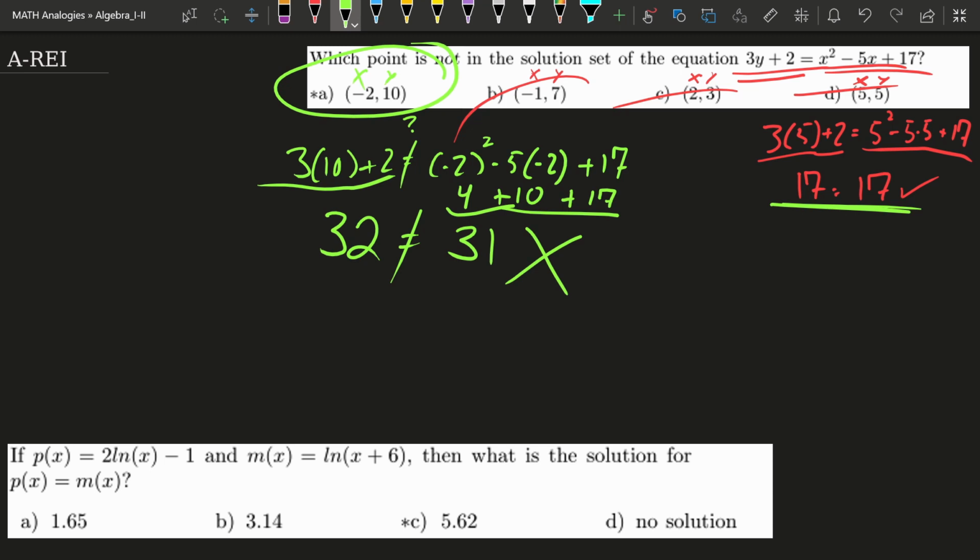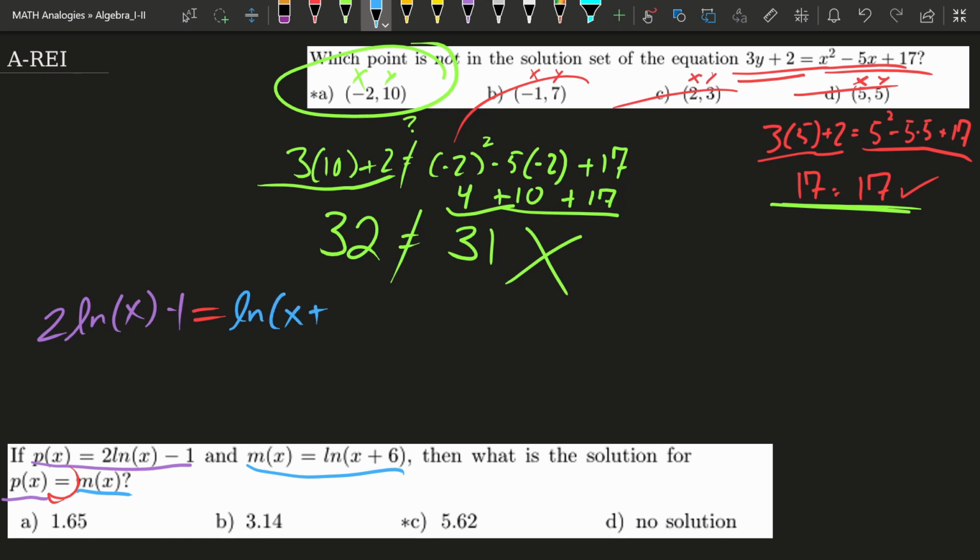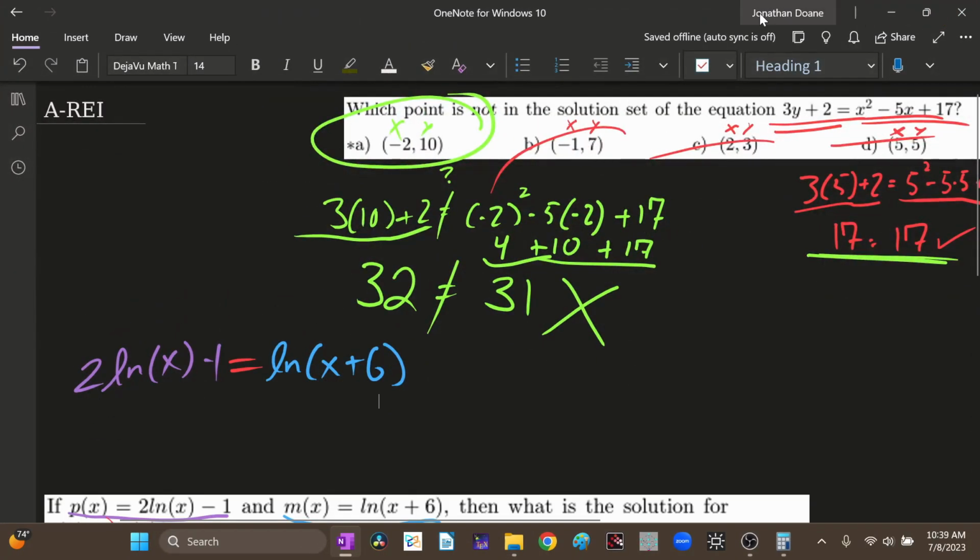Now for the bottom problem, if we have P is this and M is that, then what would the solution of P equaling M be? So what would happen if we took our 2 ln of x minus 1 and we set that equal to M, which is ln of x plus 6? So my recommendation here would be to use the multiple choices. Would 1.65 work? So we would go to our graphing calculator.